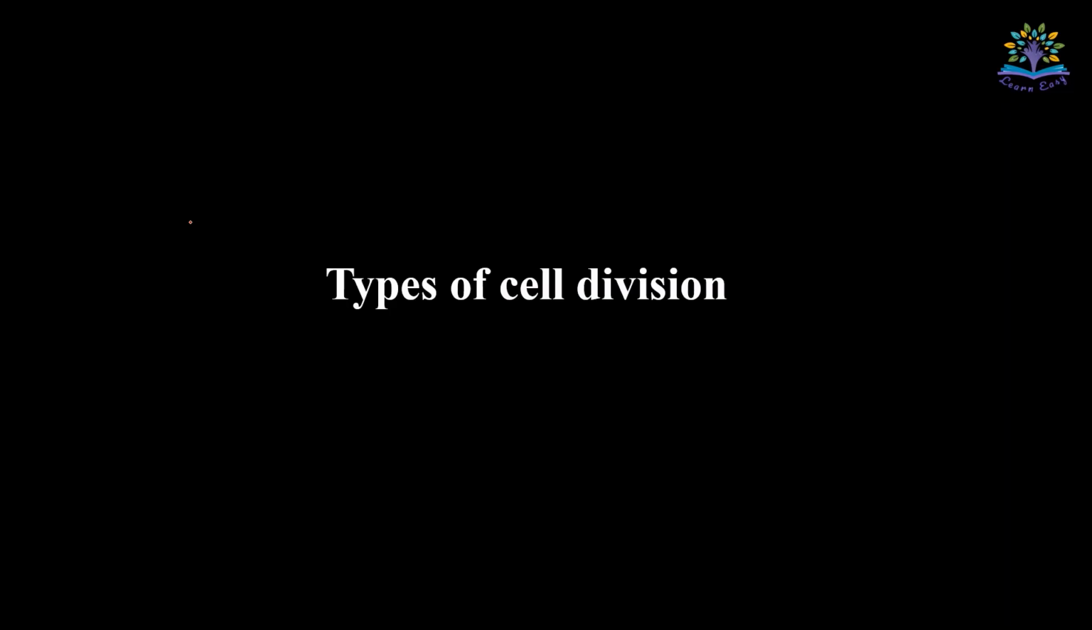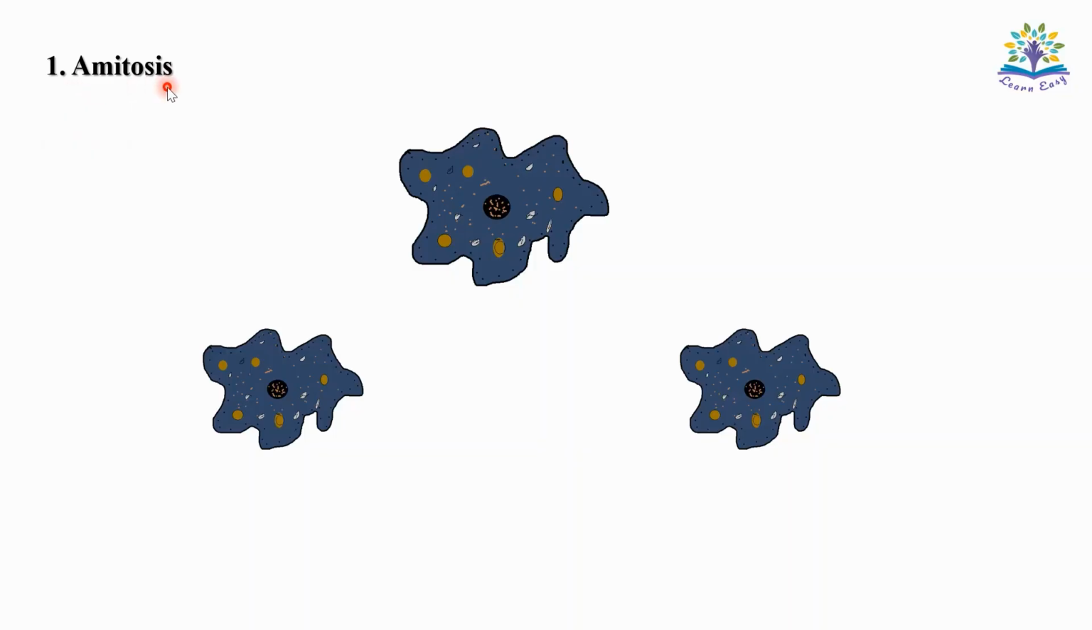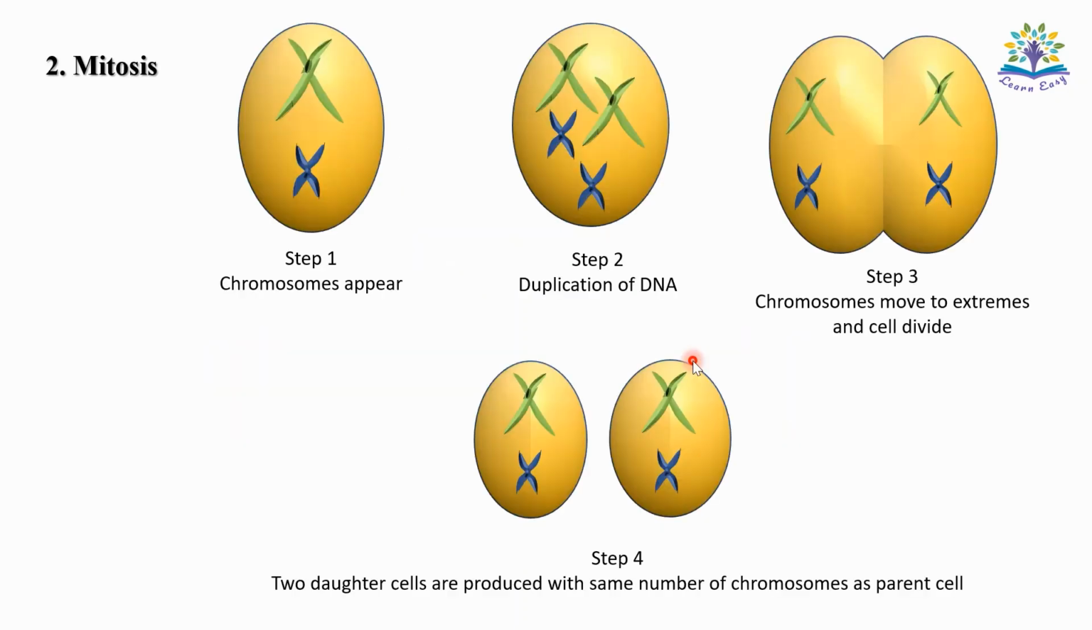Now let's see the types of cell division. The first type of cell division is amitosis. Here, a cell divides to form two new cells. It is a primitive kind of cell division which does not involve the formation of chromosomes. It is a simple binary fission in which the cell divides to form two new cells. It is seen in unicellular organisms such as amoeba. The next type of cell division is mitosis.